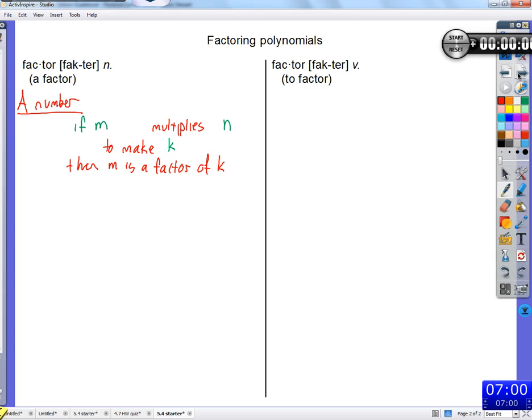So the definition, don't think it goes into, think specifically, well, is m a factor of k? Well, if m multiplies by some other number to get k, then yes, it is a factor of k. What else is a factor of k, by the way? n is also a factor of k. But since m is the one we mentioned, the implied question is that somebody asked you before you said the statement, is m a factor of k? Well, if m multiplies n to make k, then yes, m is a factor of k.